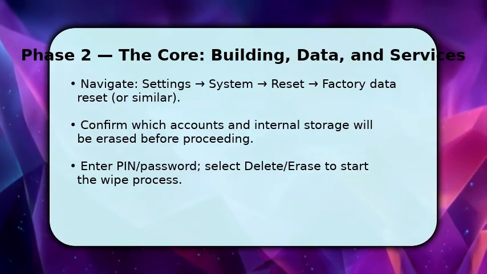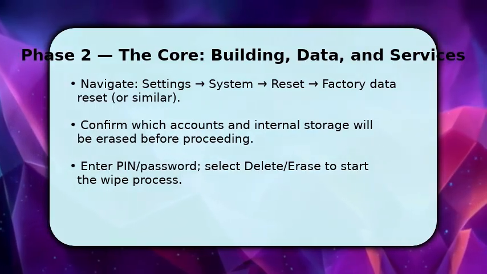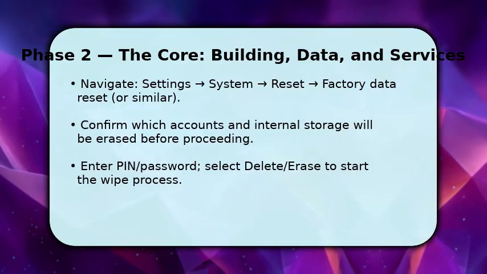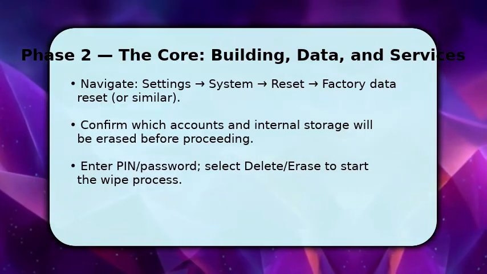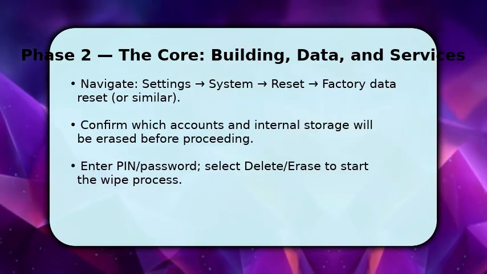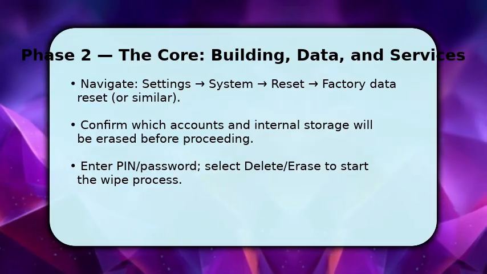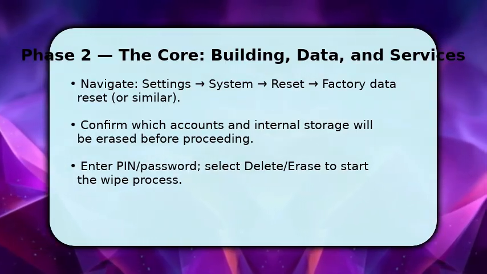Enter your PIN or password when prompted to authorize the wipe. On some devices, you must also remove the linked Google or Apple account to disable activation locks. Tap Delete or Erase to begin. The device will reboot and display progress as it clears settings, apps, and personal files.